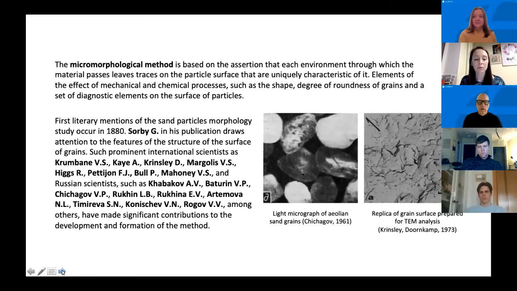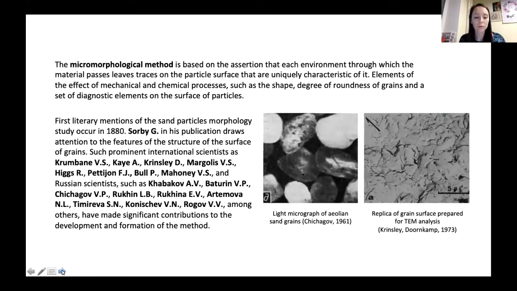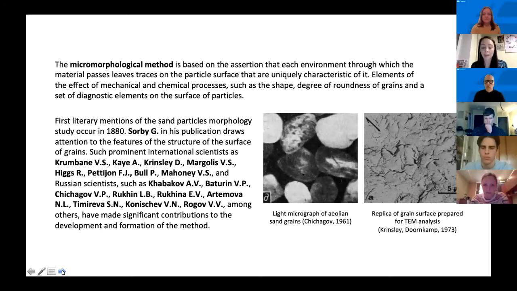I would like to start with the method of macromorphological analysis of deposits, which is widely used by specialists in various fields like geology and geography for analyzing the deposition environment: the source, environment, and material transportation type and distance, of course. The method is based on the assertion that each environment through which the material passes leaves traces on the particle surface that are uniquely characteristic of it.